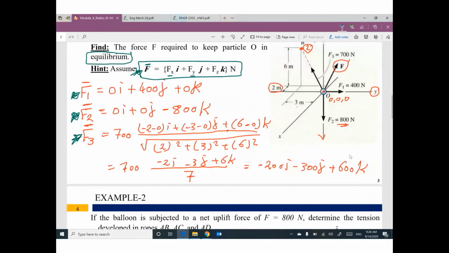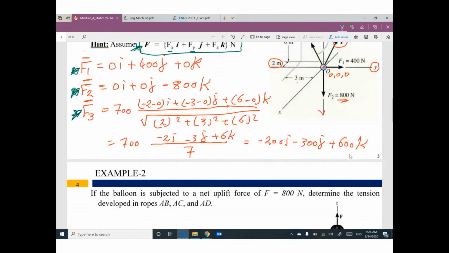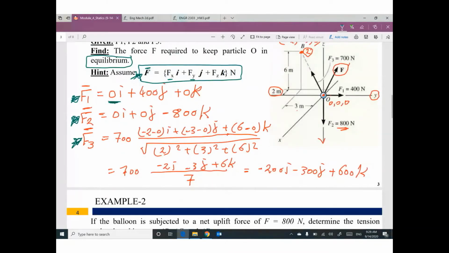So x component plus x component plus x component plus x component equals 0. So I can say 0 plus negative 200 plus Fx, the x component from each force, all of them equal 0. So I can figure out the value of Fx.